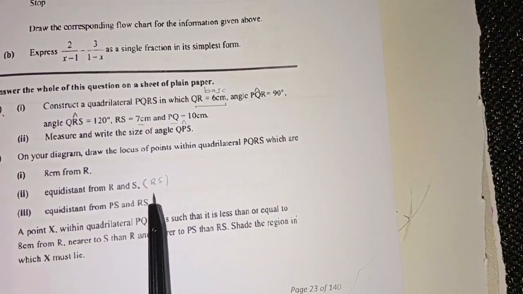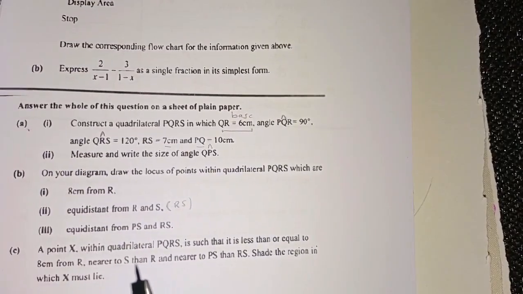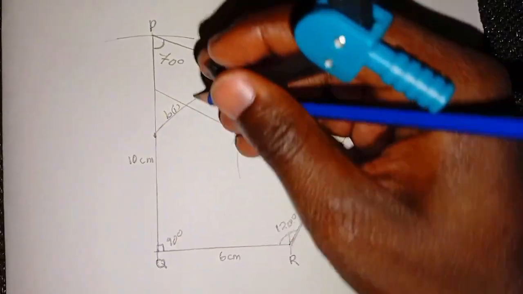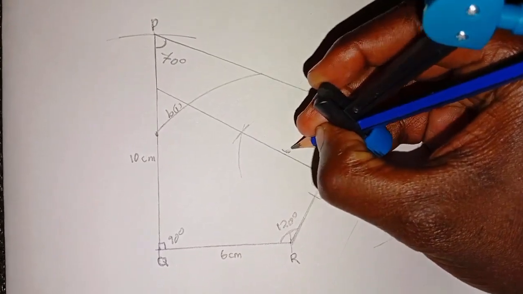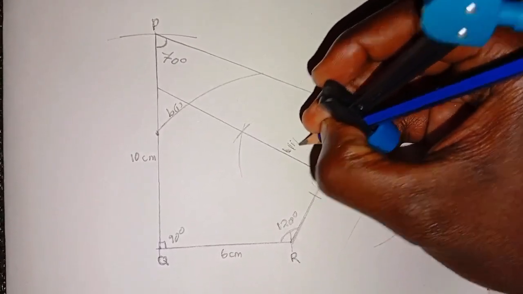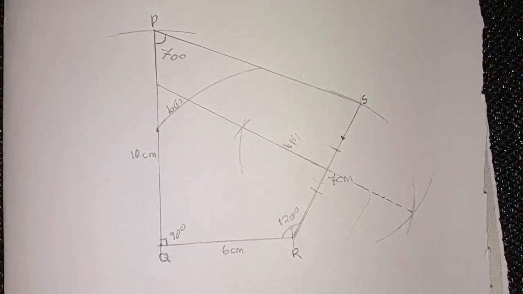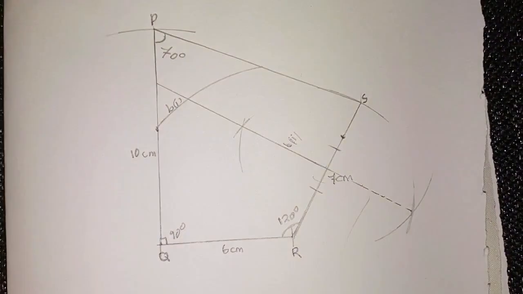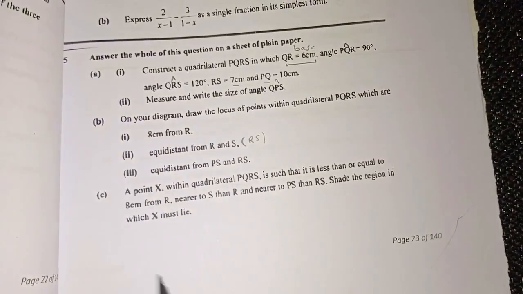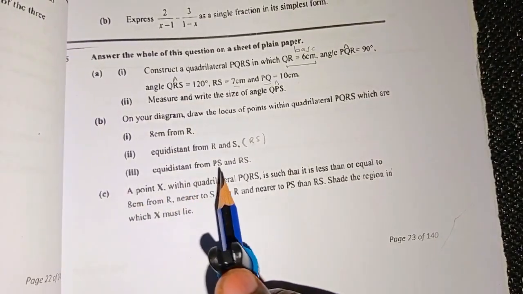Equidistant from R and S is bisected. That is question B2. So you can write here, this is B2. For easy marking, you will try to make the work of the examiner easy.